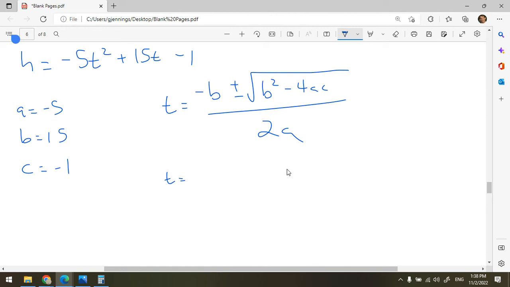t is equal to negative 15 plus or minus the square root of 15 squared, which is 225, minus 4 times a, which is negative 5, times c, which is negative 1. Okay? All divided by 2 times a, which is negative 5.